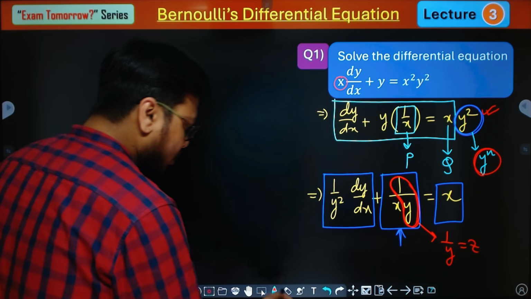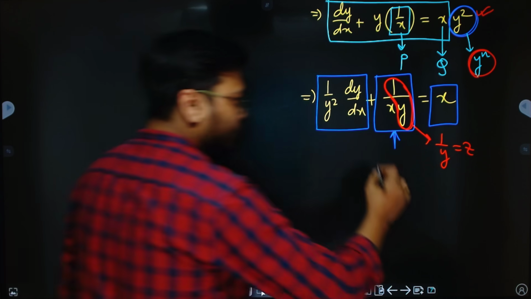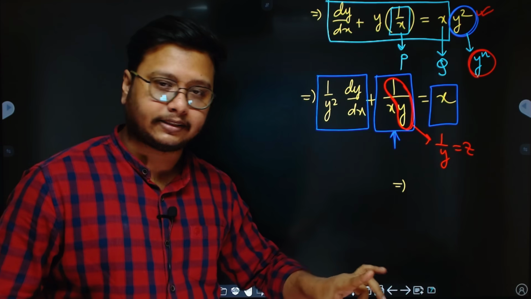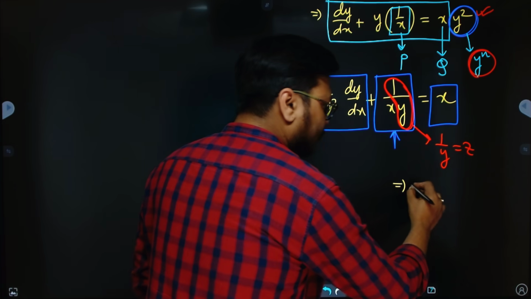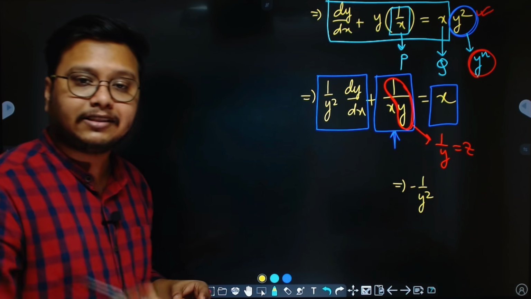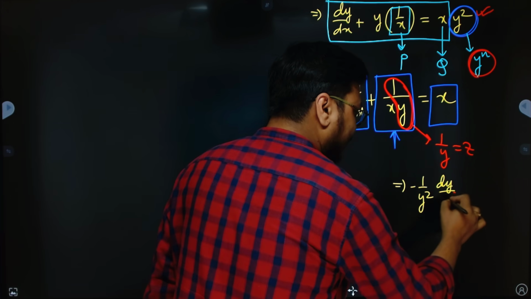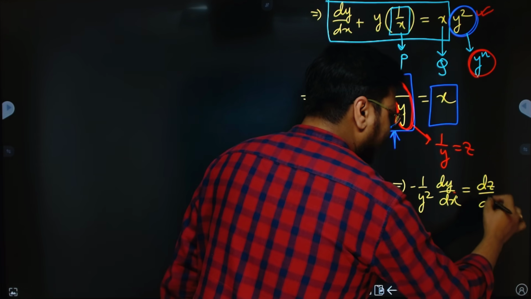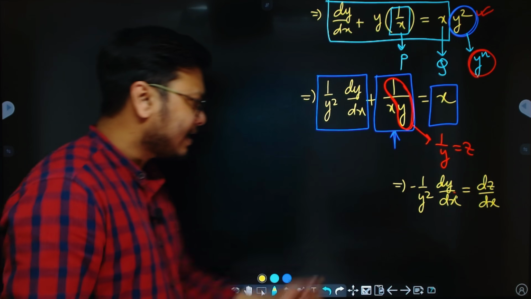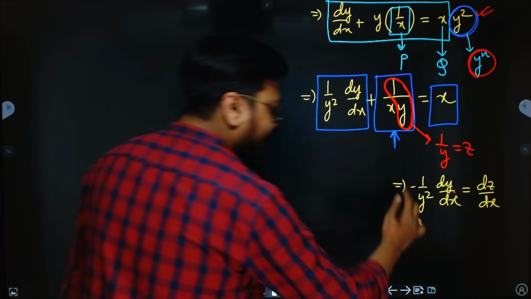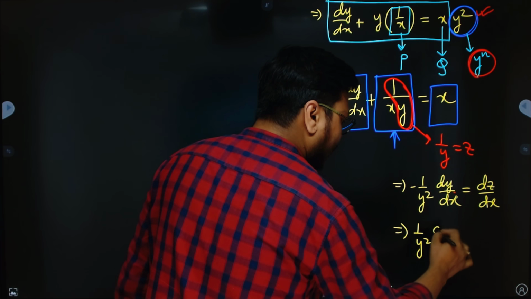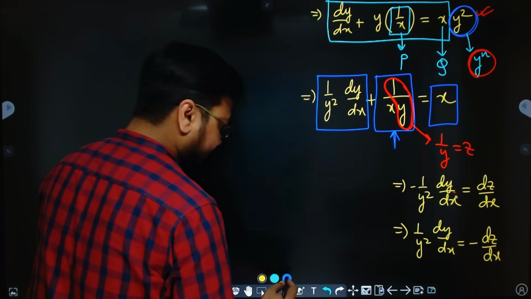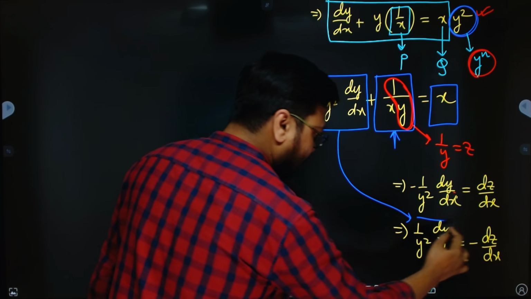Okay, let's see how that happens. I want to do the derivative of this substitution with respect to x. The derivative of 1/y is minus 1/y squared, but since I am doing the derivative with respect to x, I need dy/dx. On the right side I am also doing the derivative with respect to x, so dz/dx. Now the interesting thing is that if I just get rid of the minus sign, then 1/y squared dy/dx equals minus dz/dx, and you can see this term is present right over here.